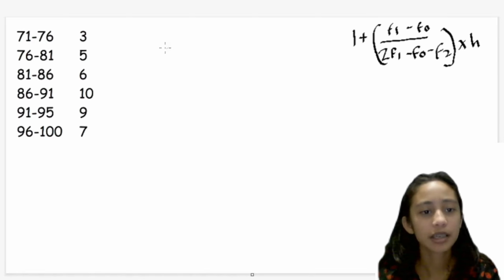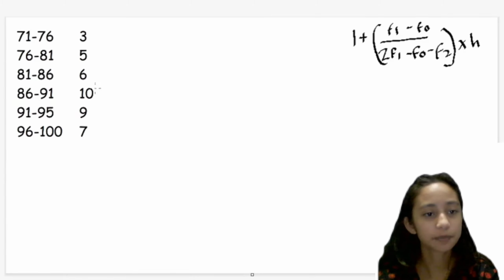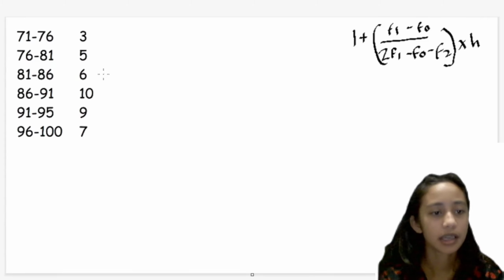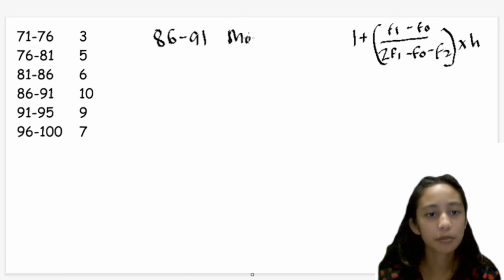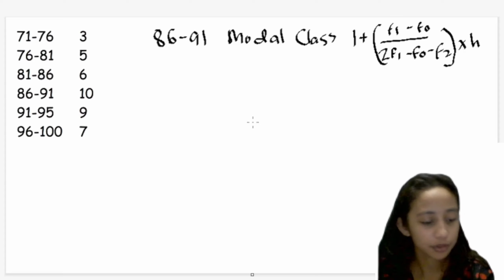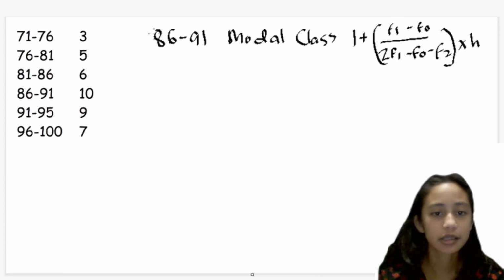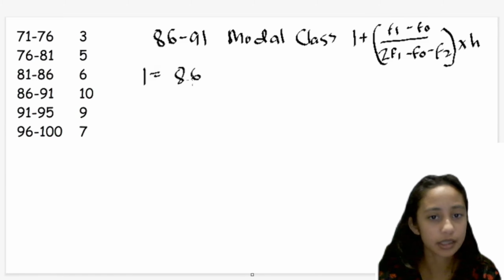So let's get started. So first we are going to find our highest class frequency. That basically means the highest number of students that got the same grade, so that's going to be 10. 10 of these students have gotten 86 to 91. So that is our modal class. That's going to be important. And of course, we're going to find the lower limit, which is basically 86. So let's say L is equal to 86.